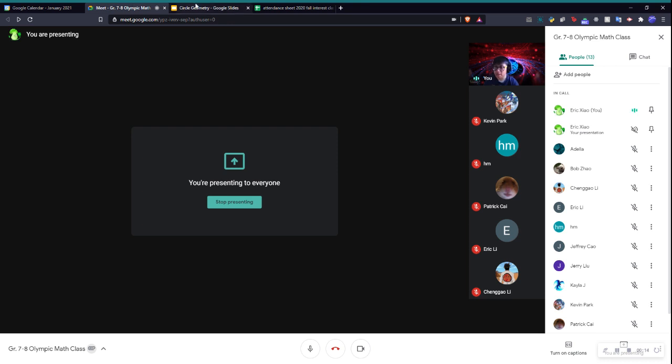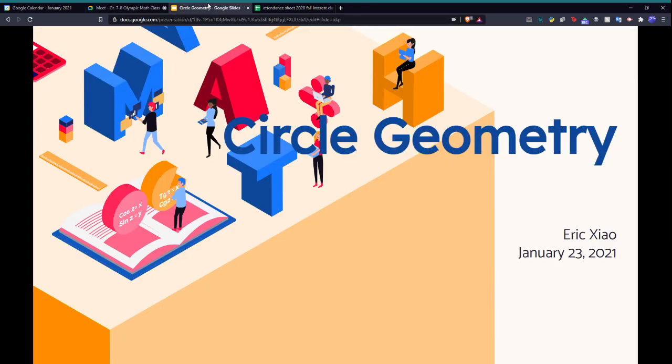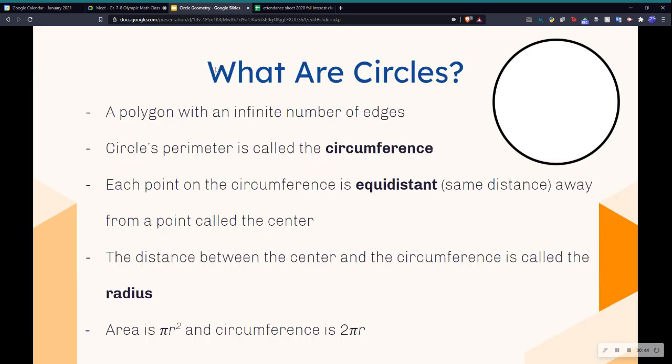Today is the last class of the first term. There is a break next week before we start our second term classes on February 6th, I believe. So that's in 2 weeks. Next week there's going to be a break for you before you start second term classes in 2 weeks. Today we're going to learn more about circles, circle geometry. So let's dive in.